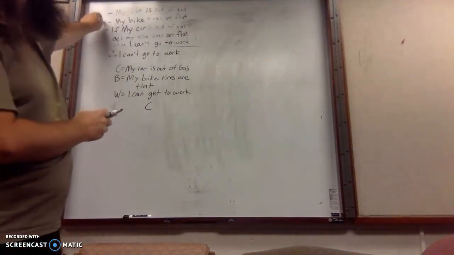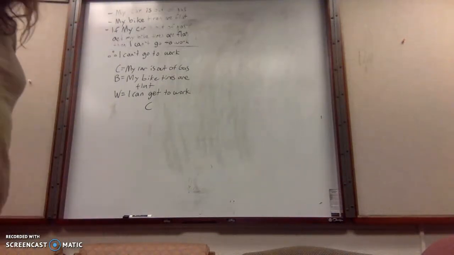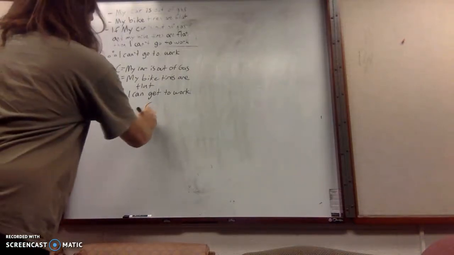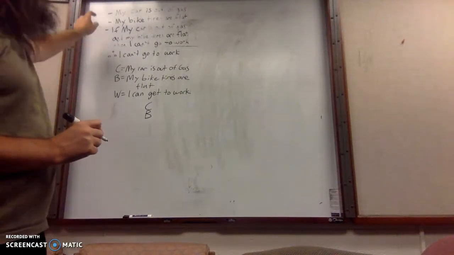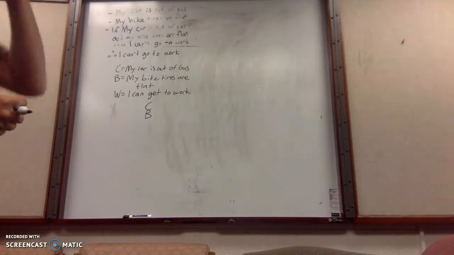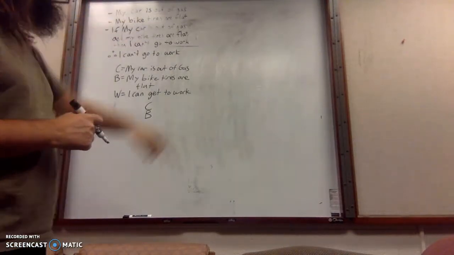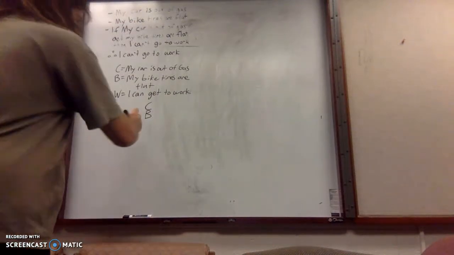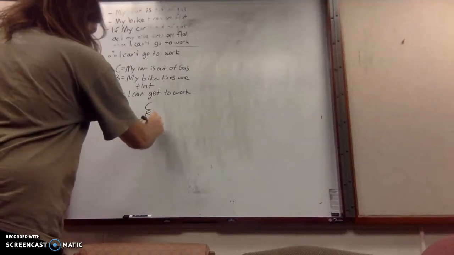So if we want to symbolize the first premise, we can just write C. The second premise is my bike tires are flat, so to symbolize that premise, I just write B. The next one's a little more complicated. It says if my car is out of gas and my bike tires are flat, then I can't go to work. Well, the first part of that is my car is out of gas and my bike tires are flat. So I do a parenthesis, and I do C and B.